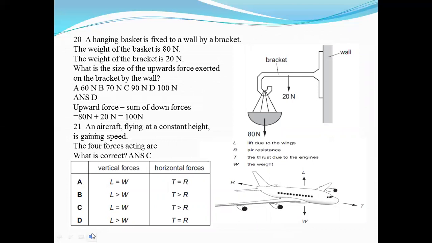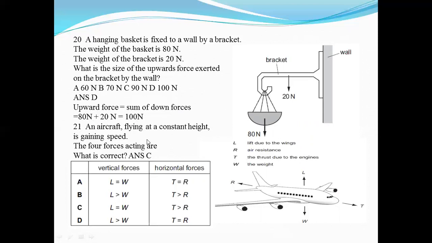A hanging basket is fixed to a wall by a bracket. The weight of the basket is 80 Newton. The weight of the bracket is 20 Newton. What is the size of the upward force exerted on the bracket by the wall? Over here, two downward forces are acting, 80 Newton and 20 Newton. Upward force will be equivalent to the sum of downward forces. There are two downward forces, 80 plus 20, answer is 100 Newton.